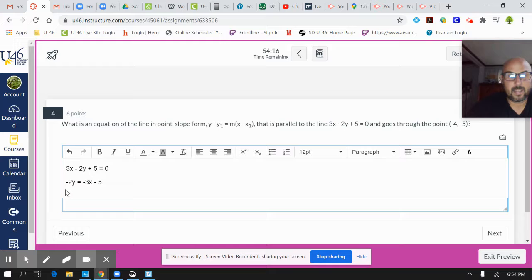Some people drop the negative sign here. Be careful, it's a very common thing to do. But it's minus 2y, so it's still minus 2y down here. Now I need to get y by itself, so I have to divide everything by negative 2. Negative 2y divided by negative 2 just becomes y. Then negative 3 divided by negative 2 becomes positive 3 halves. Negative 5 divided by negative 2 becomes positive 5 halves. But all the information I need here is that the slope is 3 halves.